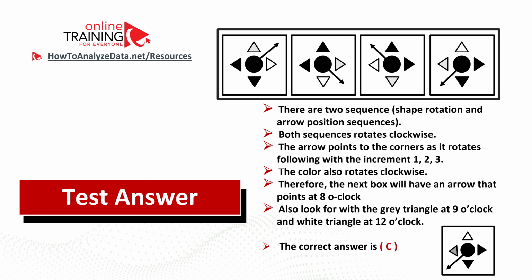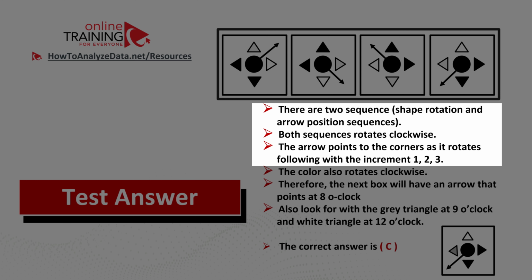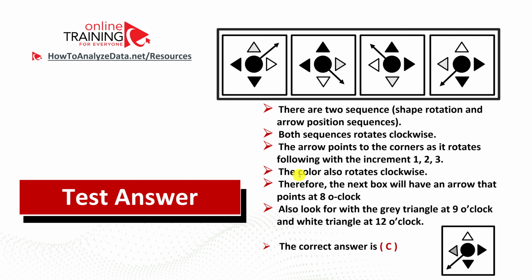As always, to answer reasoning questions, look for patterns and sequences. In this particular case, there are two sequences, a shape rotation and an arrow position sequence. Both sequences rotate clockwise. Let's look at each one of them. The arrow points to the corner and it rotates with the increment 1, 2, and 3. And color also rotates clockwise with no additional increments.